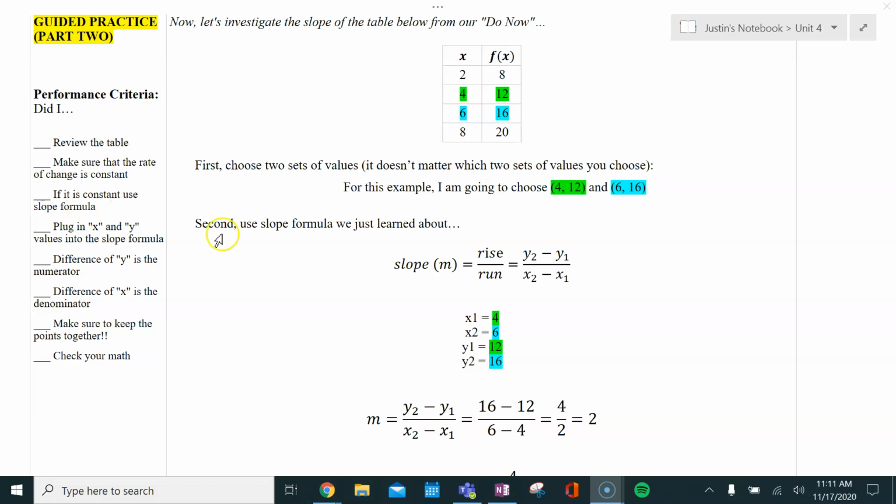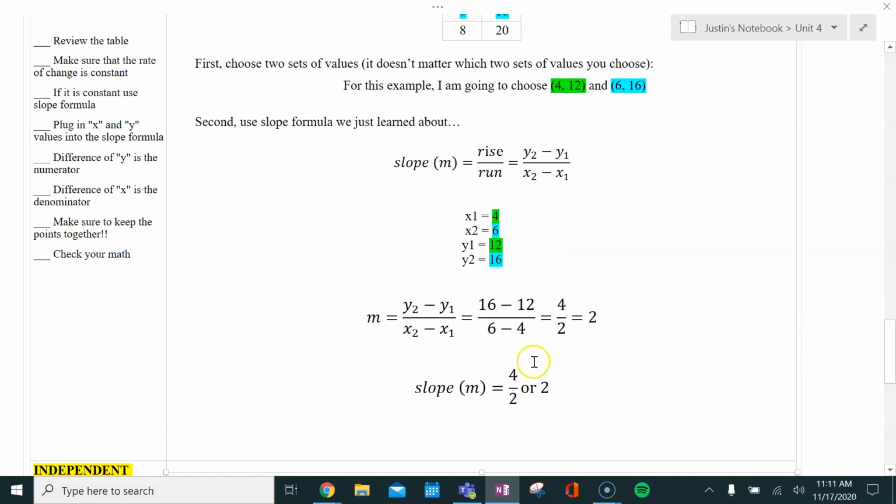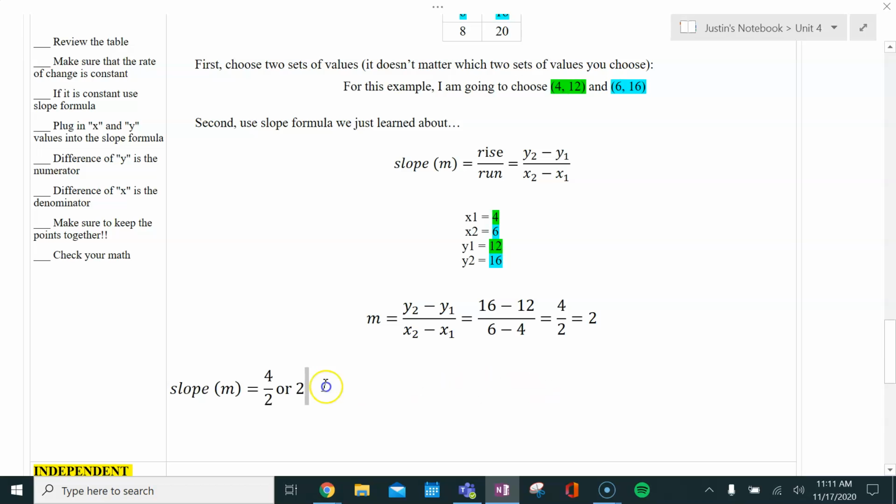Okay, if it is constant, use slope formula. This is our slope formula. We're going to plug in the x and y values into our slope formula, which we did down below here. And that gives us a value that is 2. So slope ends up being 2.